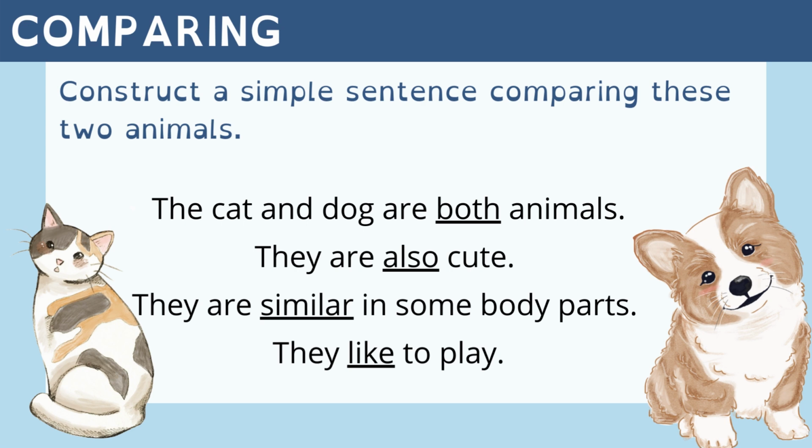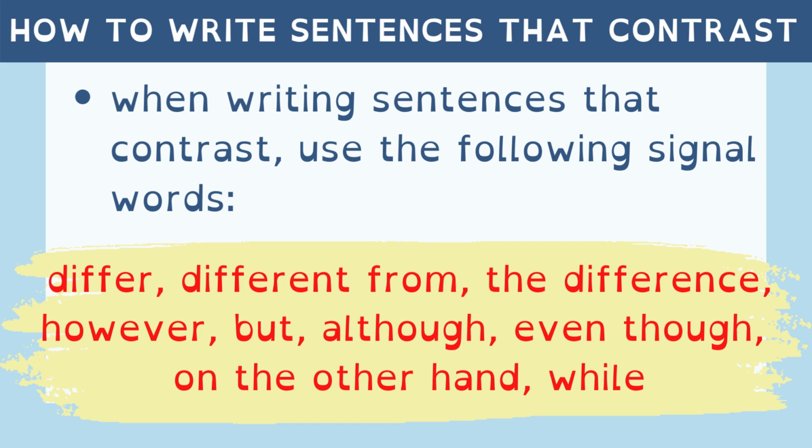Now, how to write sentences that contrast? When writing sentences that contrast, use the following signal words: differ, different from, the difference, however, but, although, even though, on the other hand, while. So let's put this into practice.